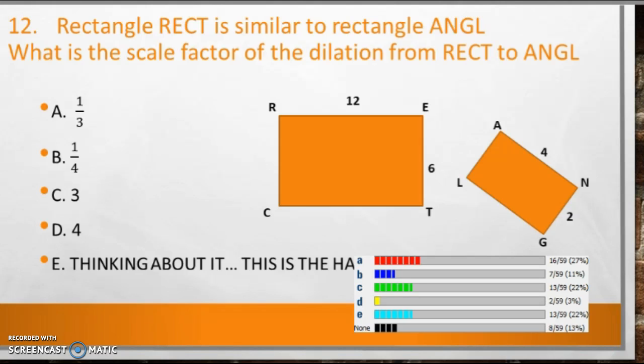So the order is really important here. It says, what is the scale factor of the dilation from RECT to ANGL? That means that we start with RECT, that's our pre-image, and we end up with ANGL. So we're starting with a bigger one, and we're ending with a smaller one. The order does matter. If we start big and we get smaller, we know that we're going to be shrinking it or contracting it or making it smaller. So we automatically know that our scale factor has to be less than 1. So I'm going to get rid of C and D. All right, so that order is important.